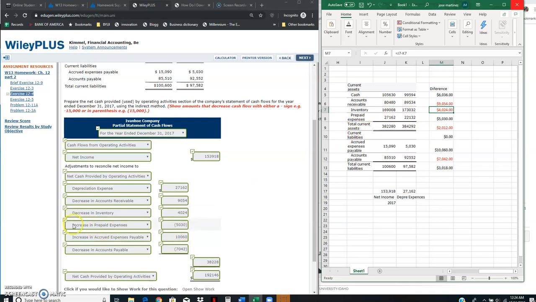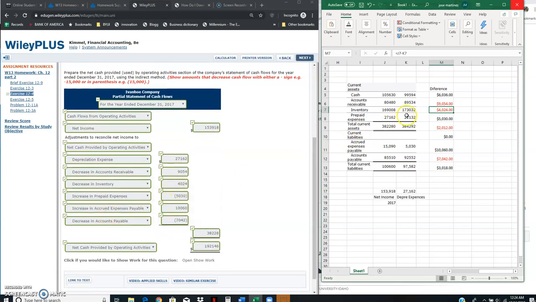And then we have prepaid expenses. Actually, with prepaid expenses, as you guys can see here, in 2017 we have more prepaid expenses. Even though the number is higher, we paid more. So we paid $5,030 out of our pocket in order to do all these prepaid expenses like prepaid insurance and other stuff. So that's why this was negative. So you put parentheses just to say that's negative.